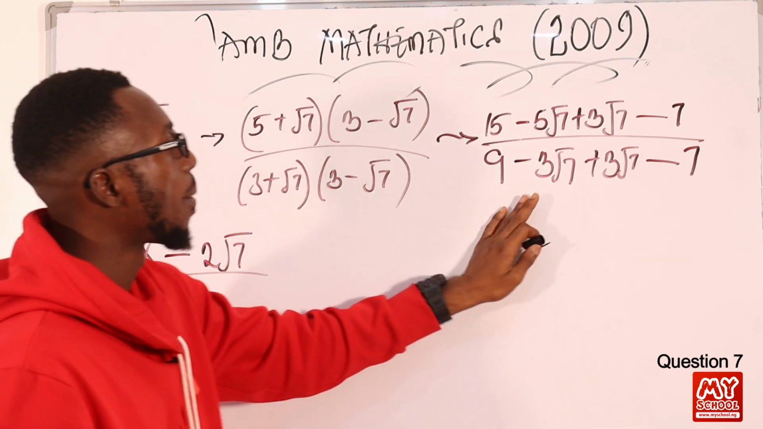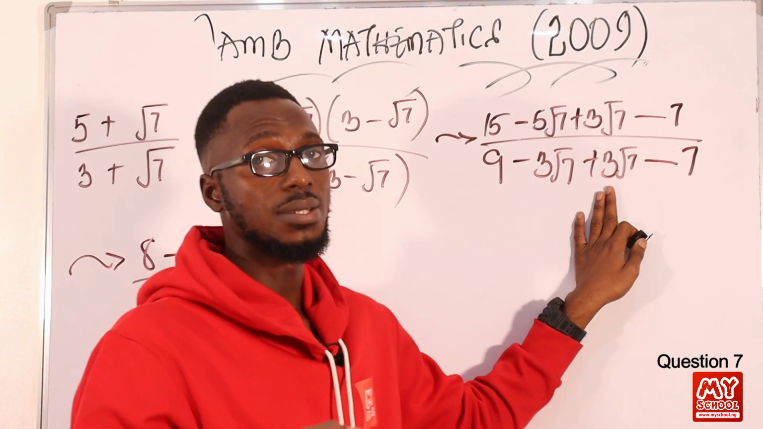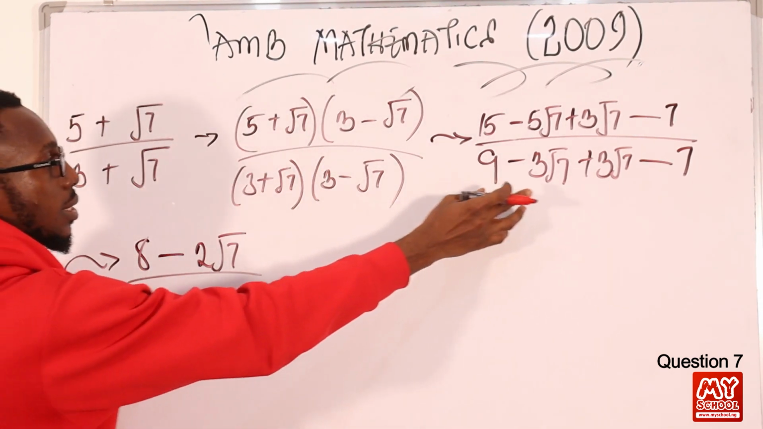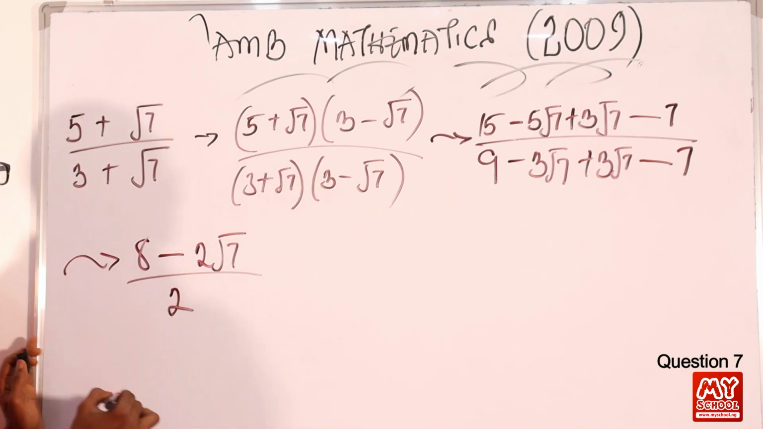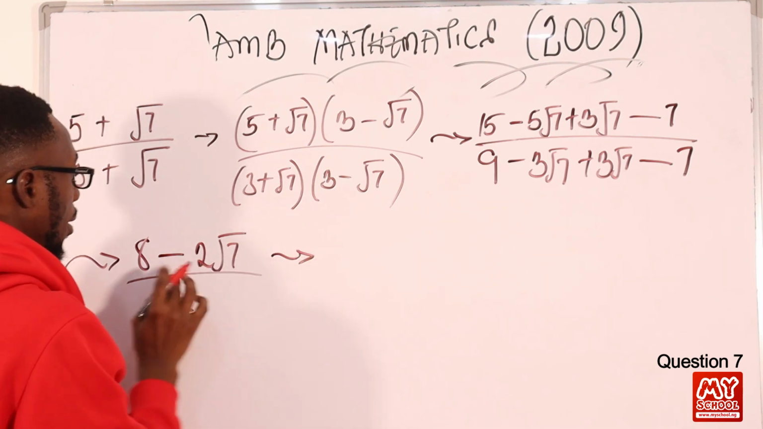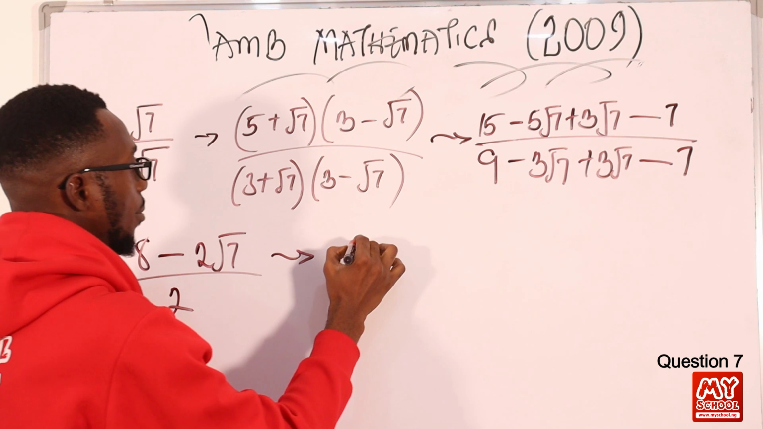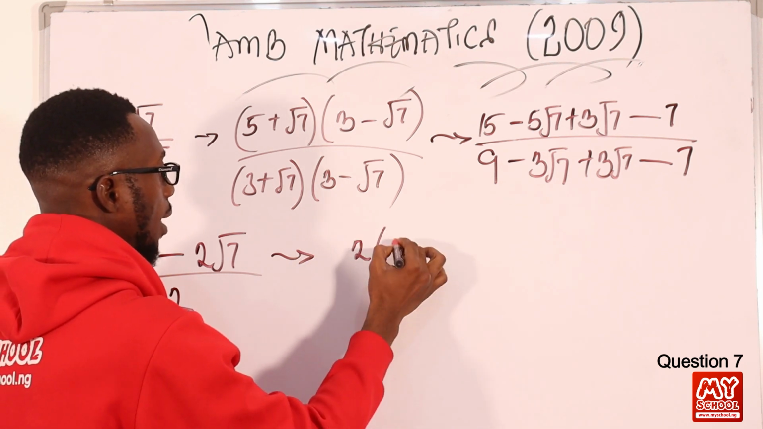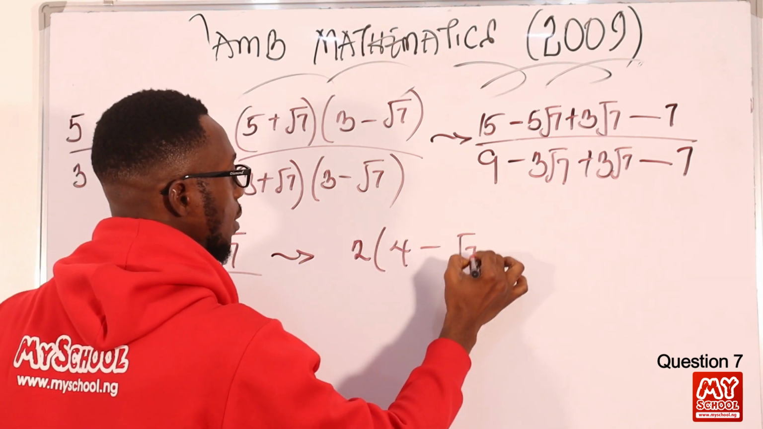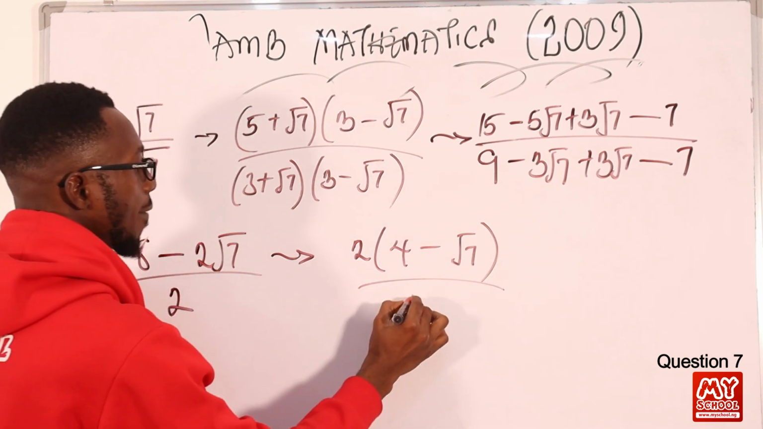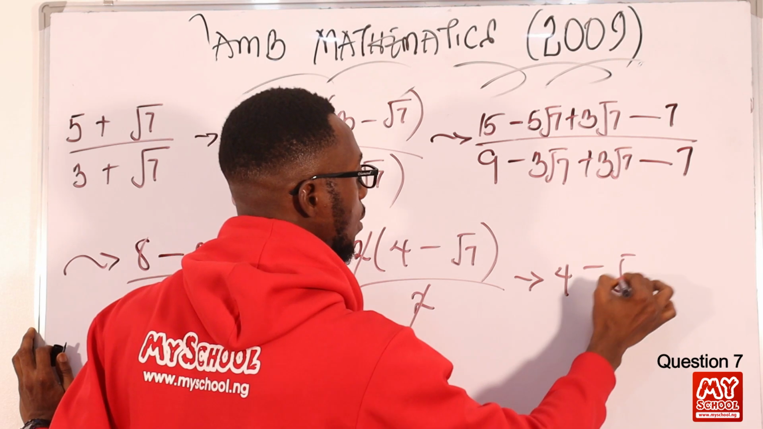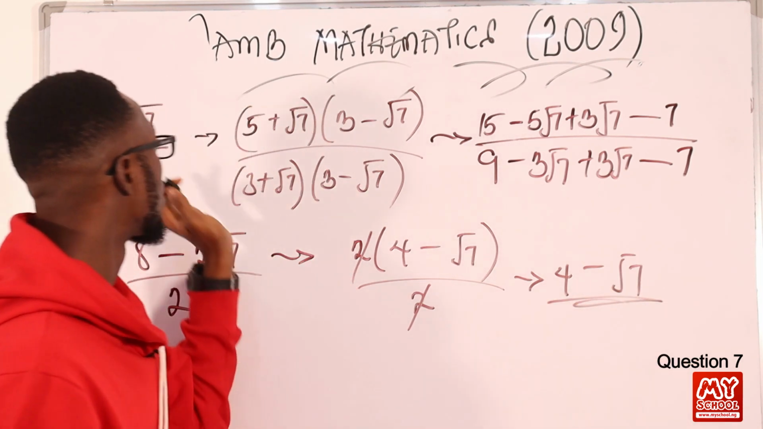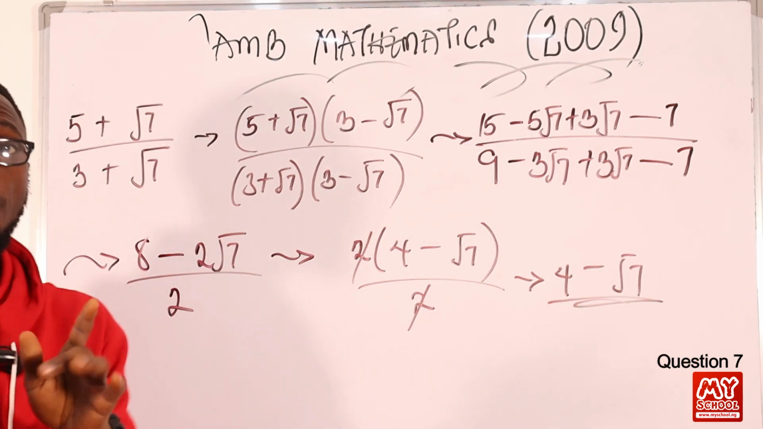Okay, so I have minus 3 naira plus 3 naira, that is 0. So this part is gone. Then I have 9 minus 7, that is 2. I can further simplify by bringing this down. What is common? 2 is common. I have 4 minus root 7 over the 2 we have as denominator, right? So I should have 4 minus root 7 as my answer once this is simplified. So 4 minus root 7.